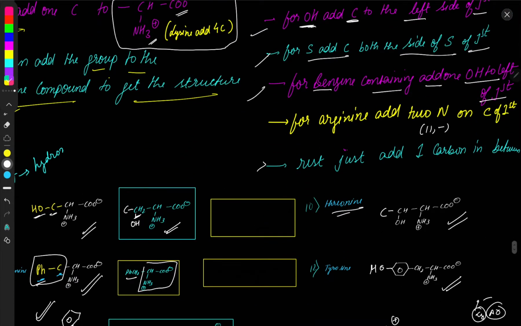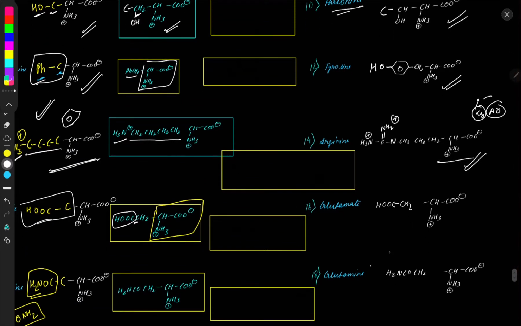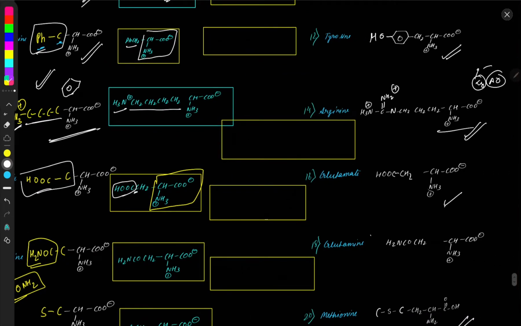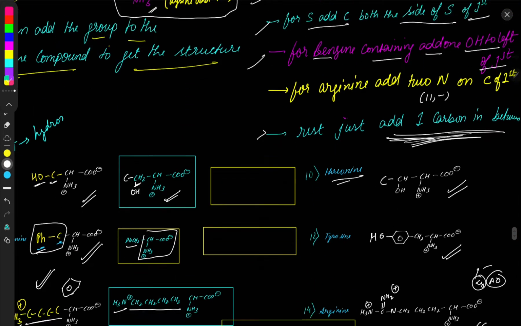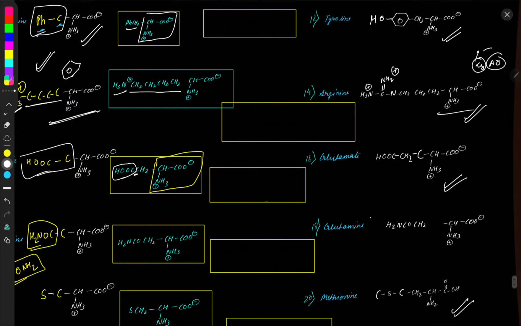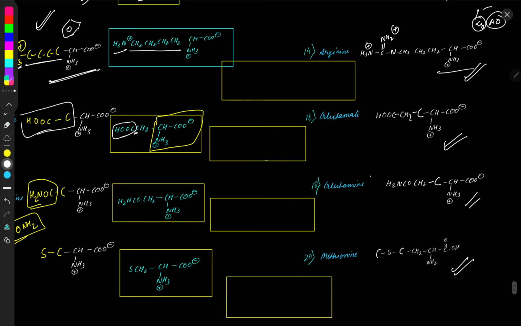Glutamate, the rest, just add one carbon in between. See, glutamine, what was the first structure of glutamine? That is aspartate. The structure of aspartate was this. For the rest, just add one carbon in between. Glutamine, one carbon in between. Methionine, we have done it earlier also.